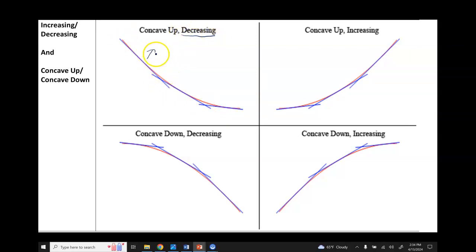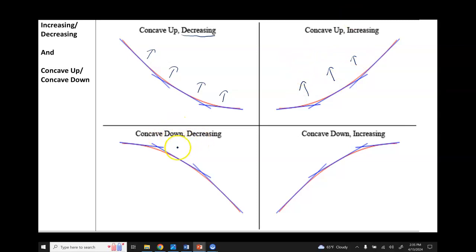And then because the function is facing up, in other words, the tangent lines are below the graph, it is going to be concave up. So decreasing because from left to right, the function is going down, and concave up because the function is facing up. Here, going from left to right, the function is going up, so it's increasing. And then the tangent lines are below the graph, which means it's concave up. And we can also tell it's concave up because it is facing upwards.